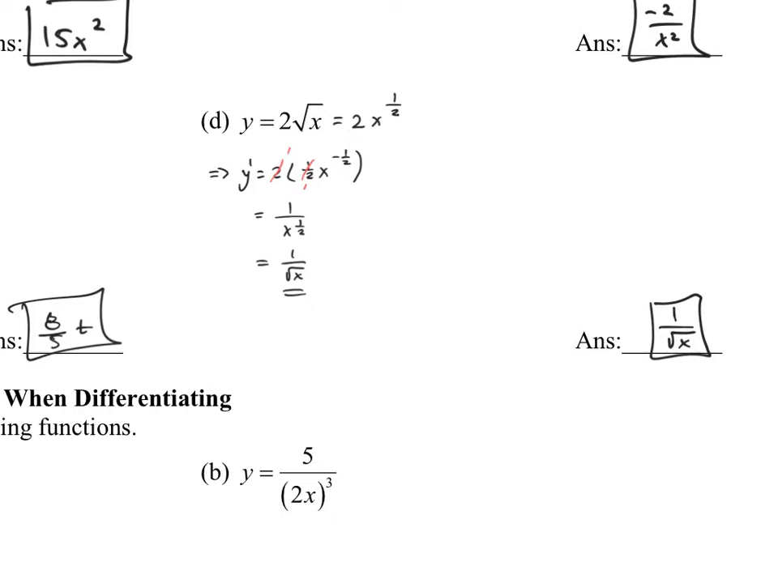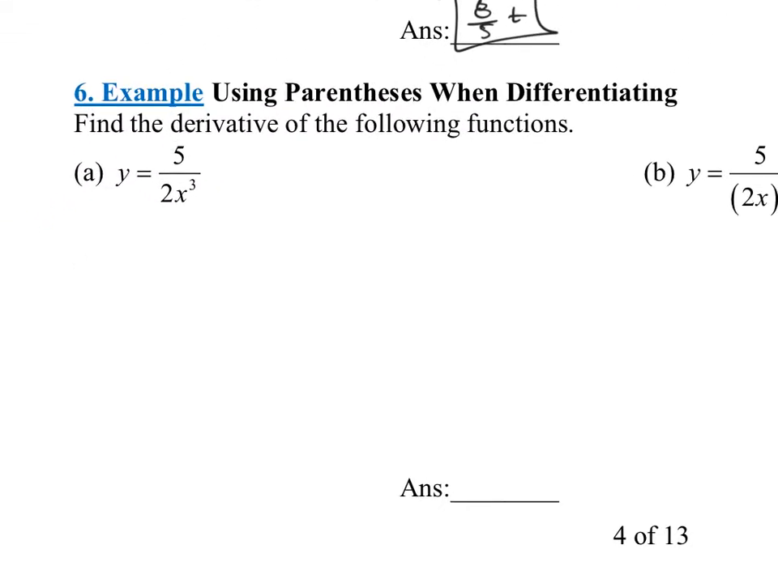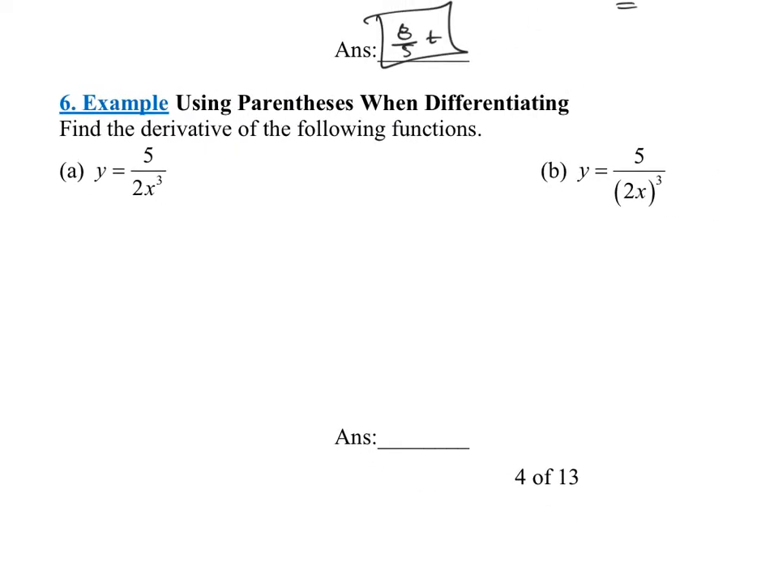Okay, let's keep on moving. It says, find the derivative of the following functions using parentheses to find the derivative. So I want you to look at 6a and b. 6a says 5 over 2x cubed. 6b says 5 over the quantity 2x cubed. So what's the difference between those two? And the answer here is parentheses means everything. You've got to understand what are the parentheses here, okay?